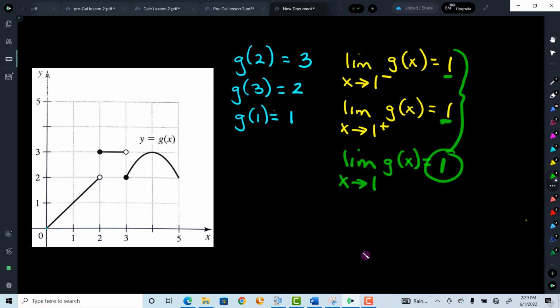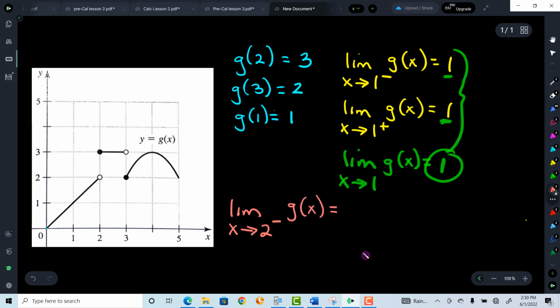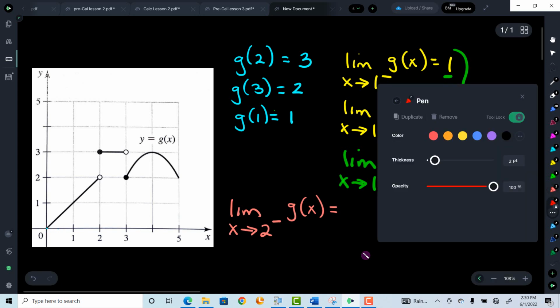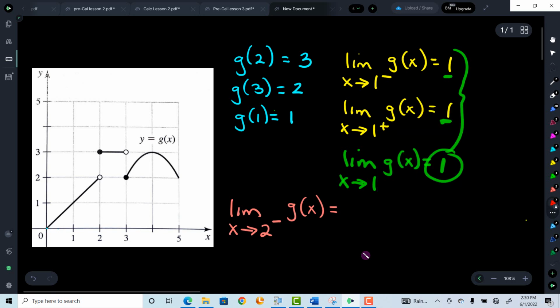Okay, so let's look at the limit as x approaches 2 from the left of g of x. Well, what's happening? Get a thicker pen here. We're approaching 2 from the left, so we're coming from this direction. What is the y doing? Well, y is going up like this. It is also approaching 2.